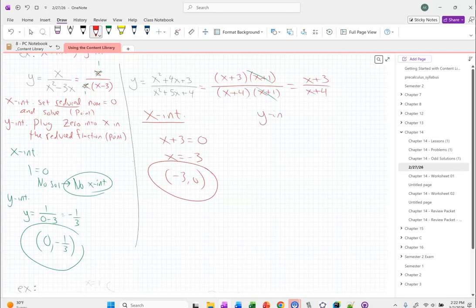And then for the y-intercept, we just plug 0 in for x.